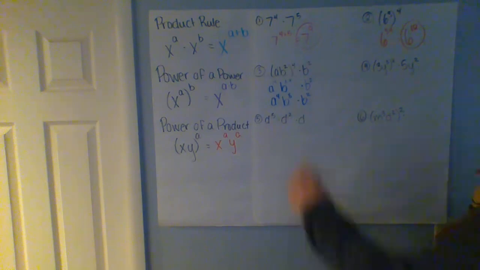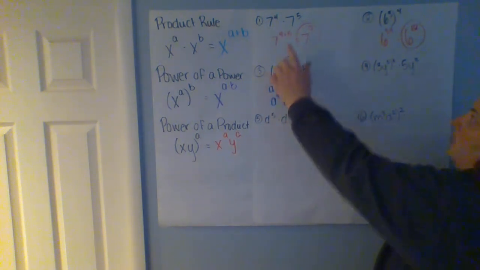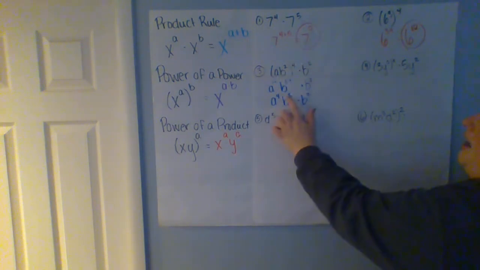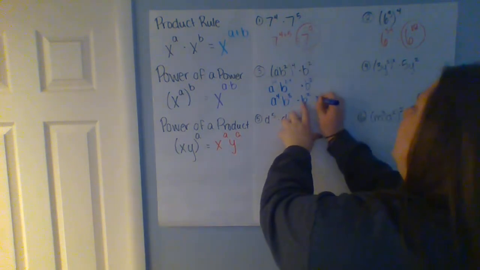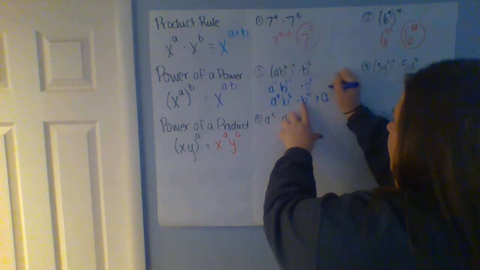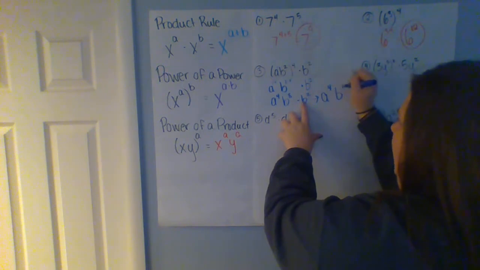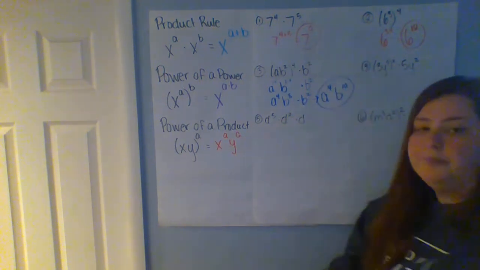So we can combine the b to the 8 and the b squared just like we did up here. We can add our exponents. So 8 plus 2 becomes 10. So our answer is a to the 4th, b to the 10th power.